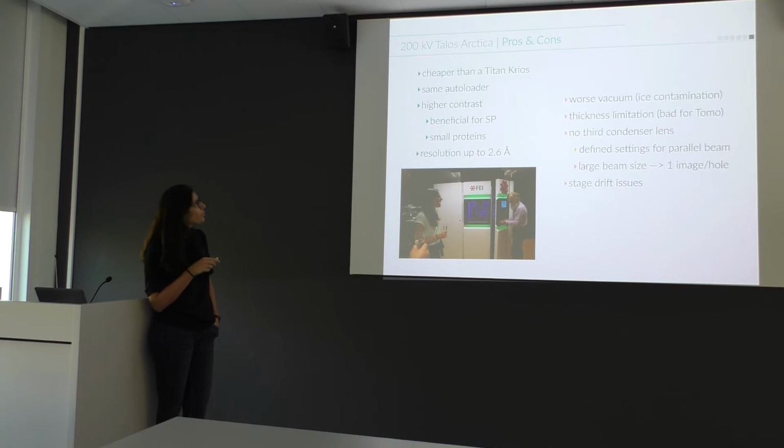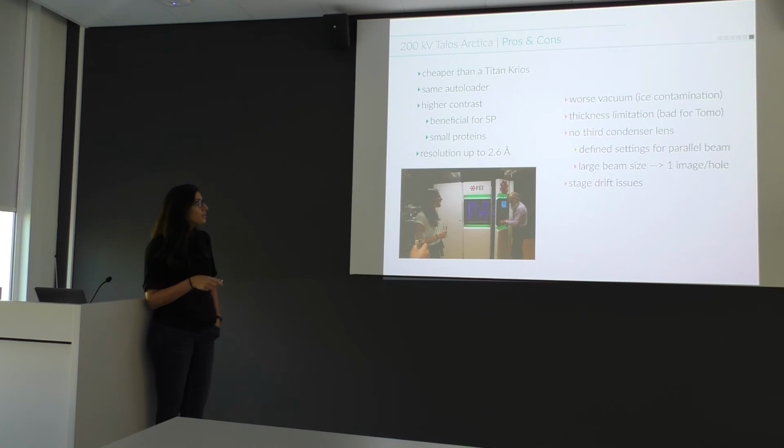Of course, if you're working with the 200 kV, you have a limitation in thickness, because there is a limit until which thickness the sample is still transparent for this voltage, and this is of course a bad thing for tomography, not necessarily for single particle. There you anyway aim for very, very thin samples.